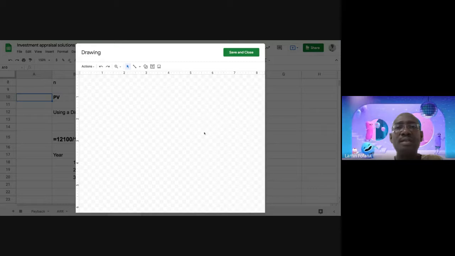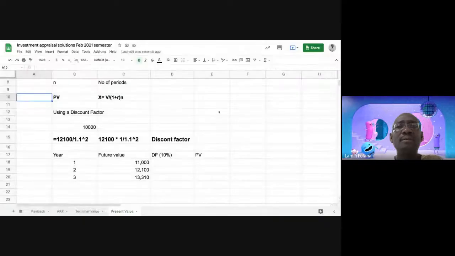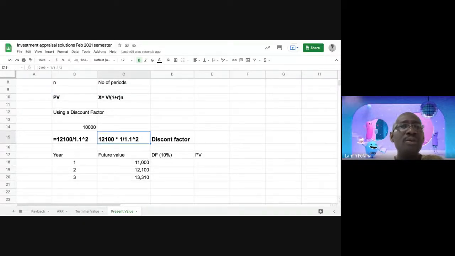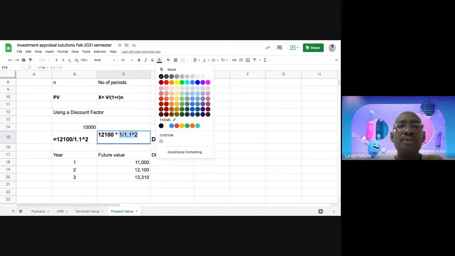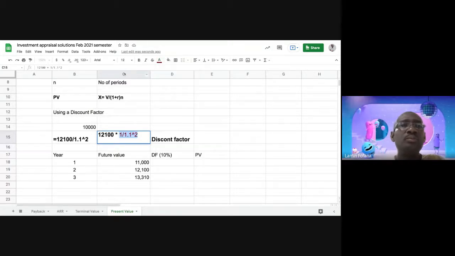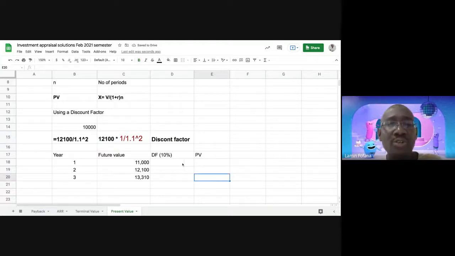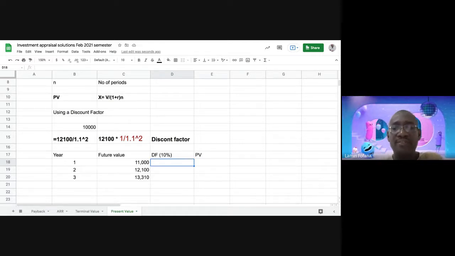Just want to draw a line on this one. Let me color code it so that you know the difference. This will be the discount factor. You see, this one in red is the discount factor. So how do we arrive at the discount factor for the first year? Give me the formula.